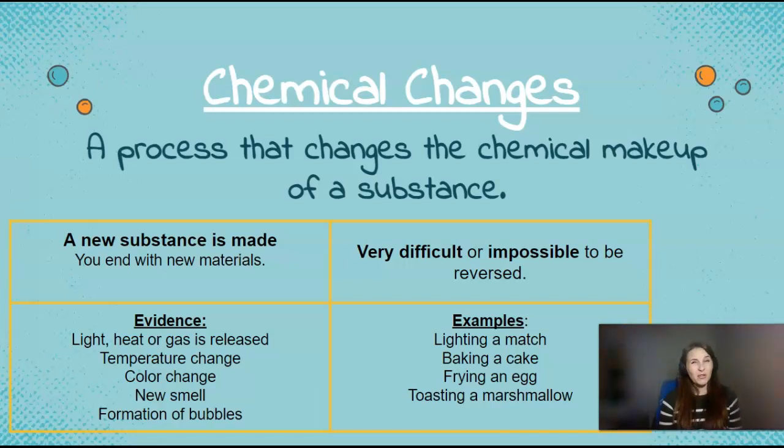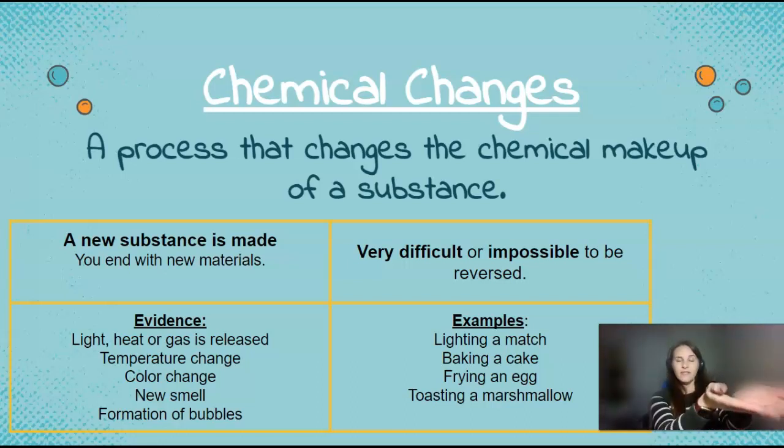The thing about chemical changes is they are very difficult and most oftentimes impossible to be reversed. Look at some of the examples below. Think about baking a cake. I'm going to throw in all my ingredients, maybe some sugar, maybe some eggs, maybe some milk. I want it to be a chocolate cake, so I'm going to put some chocolate in there, and I mix it all up.